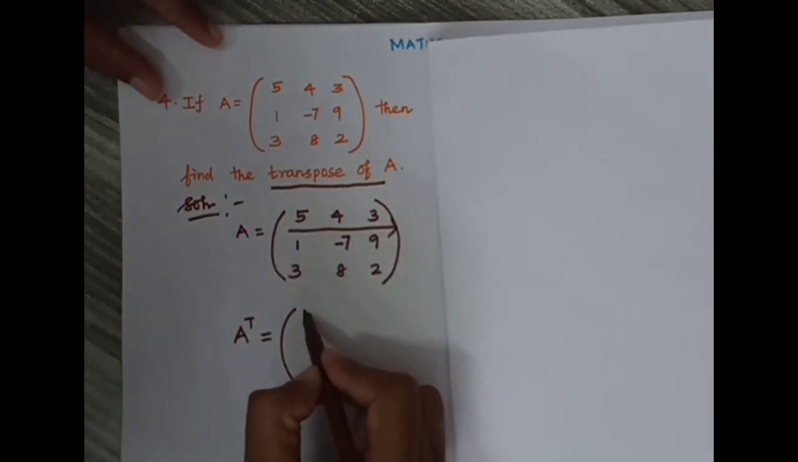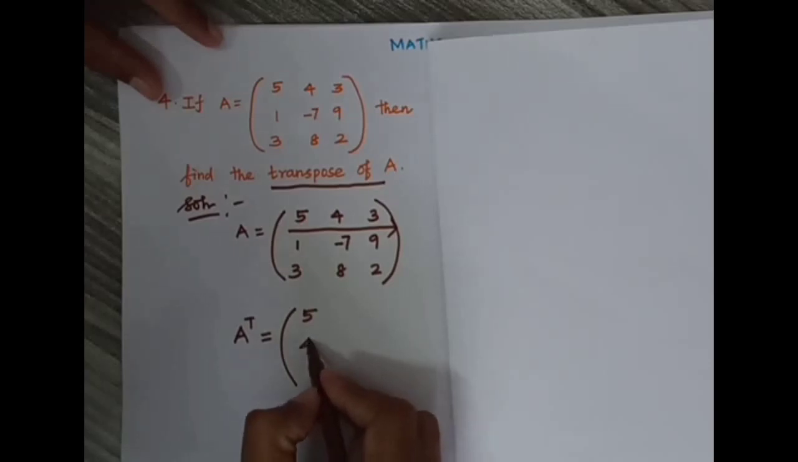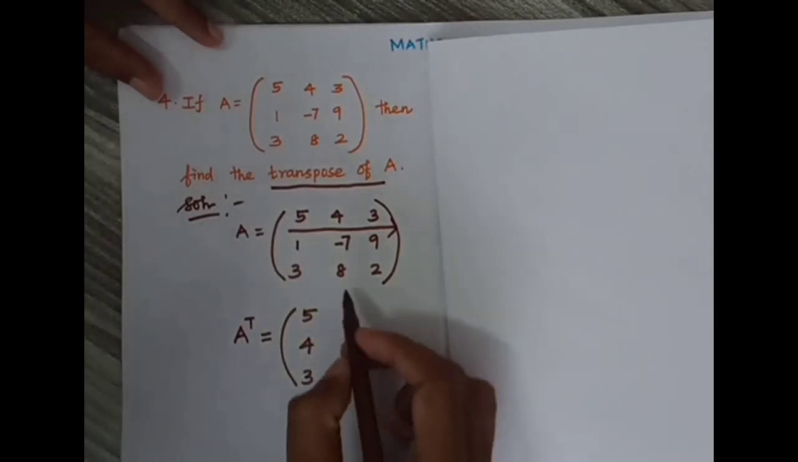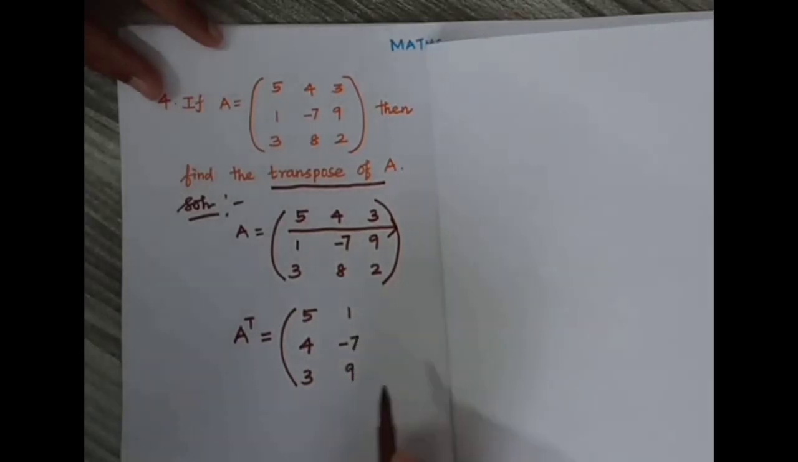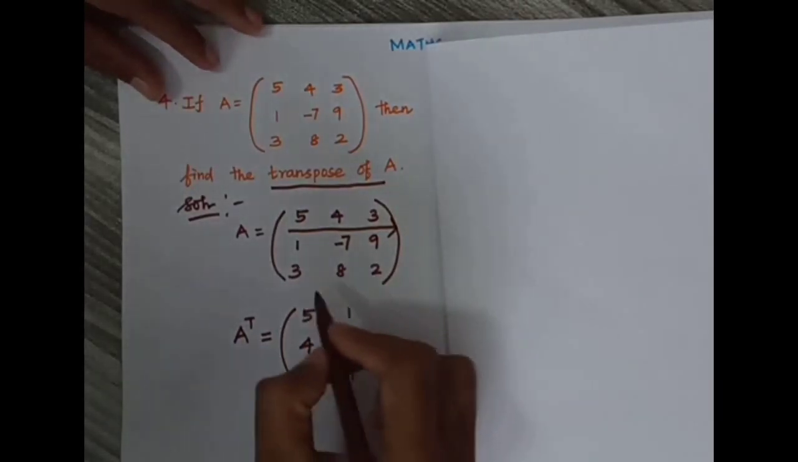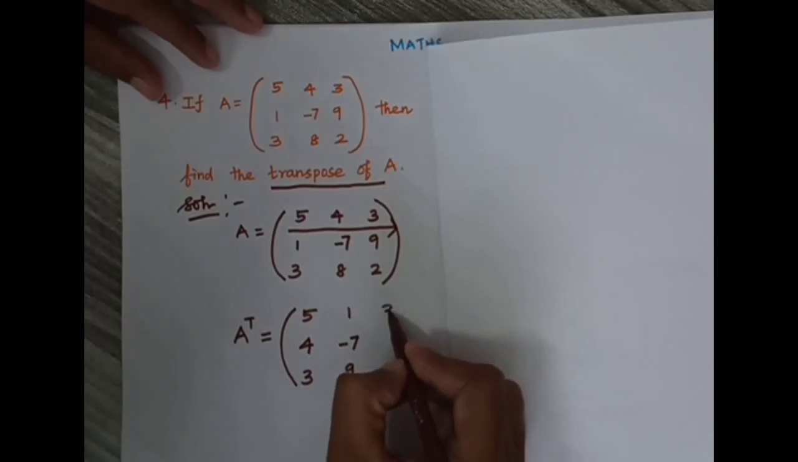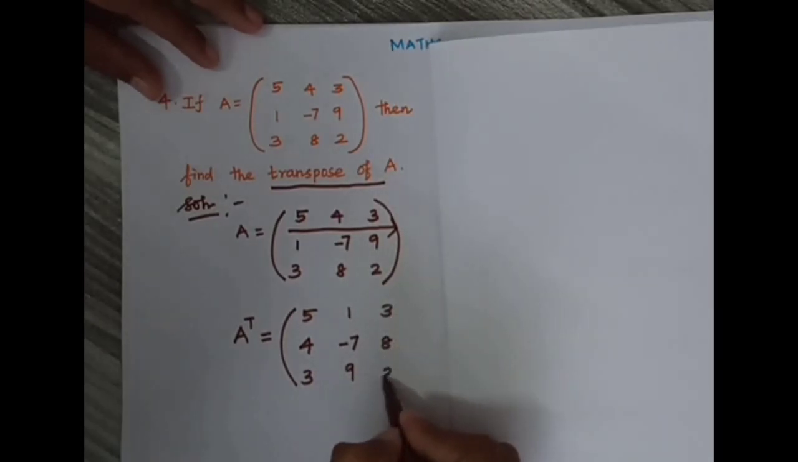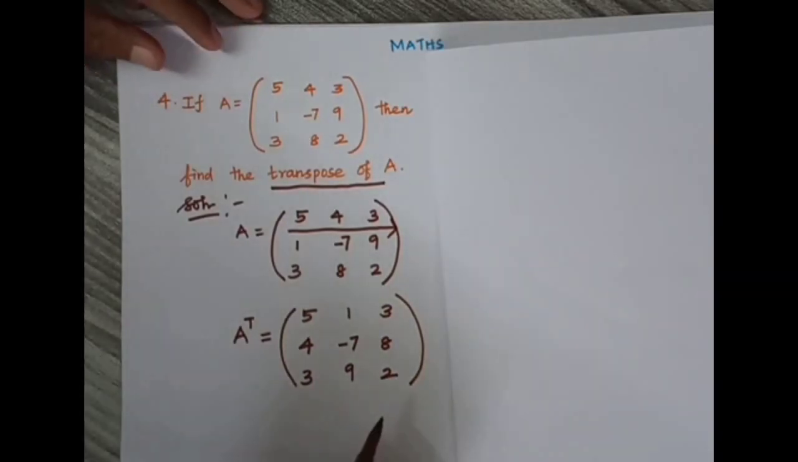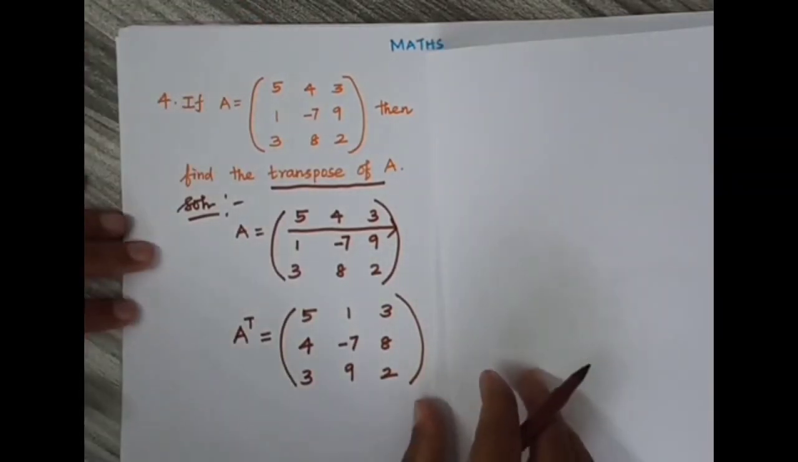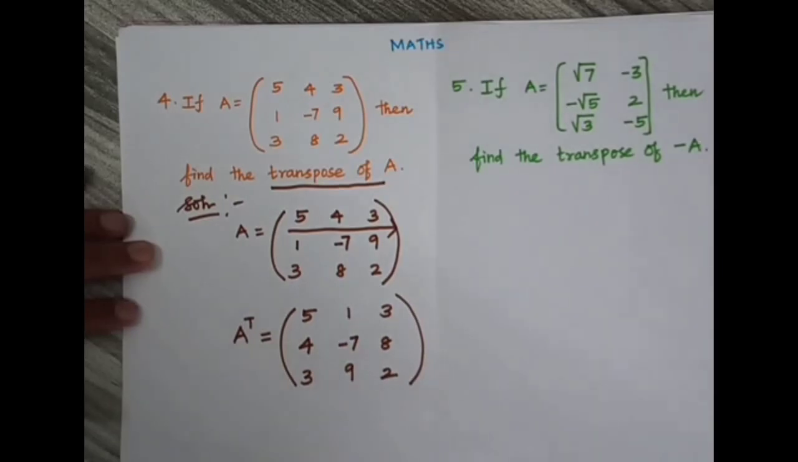Likewise, this first row becomes first column. So, 5, 4, 3. 1, minus 7, 9. Second row becomes second column. Then third row becomes third column. That is 3, 8, 2. So we have found A transpose. We'll go to the next problem.